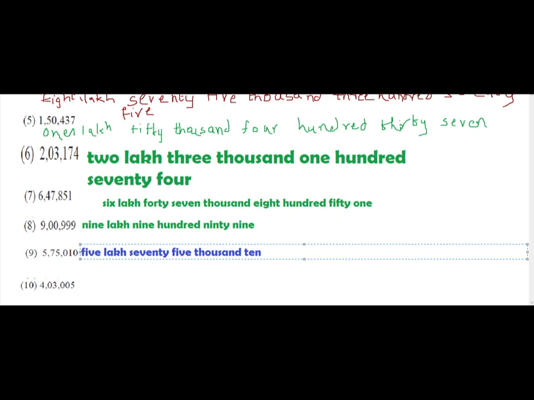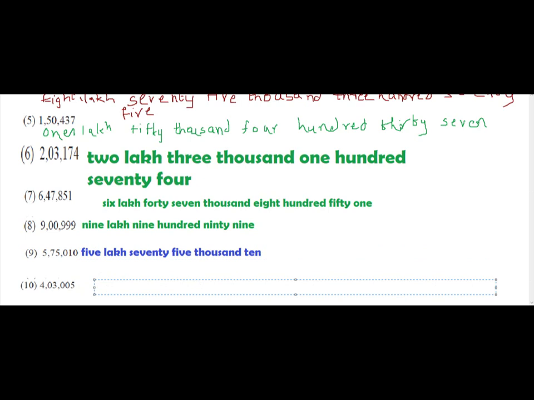Let us see the last one, that is the 10th one. What is that? 4 lakh 3000. 5 is there. Okay, we have completed here 10 numbers.